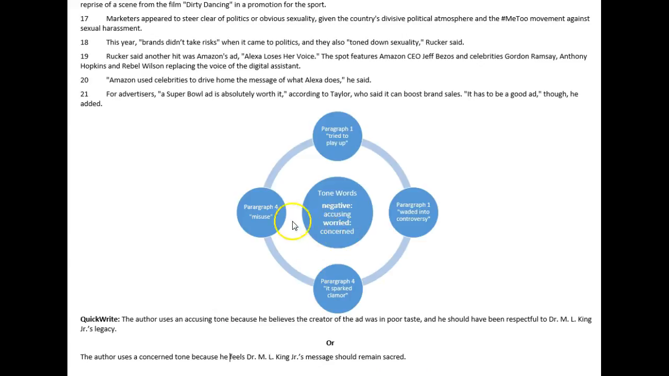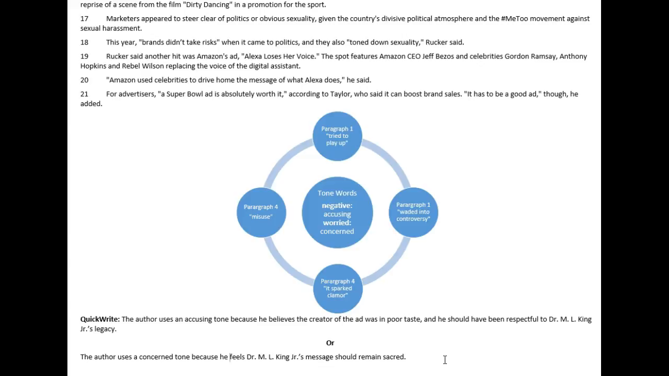If I wanted to write about the concerned tone, I might say the author uses a concerned tone because he feels Dr. Martin Luther King Jr.'s message should remain sacred. So he's concerned that people will start disrespecting important messages and important people's words.